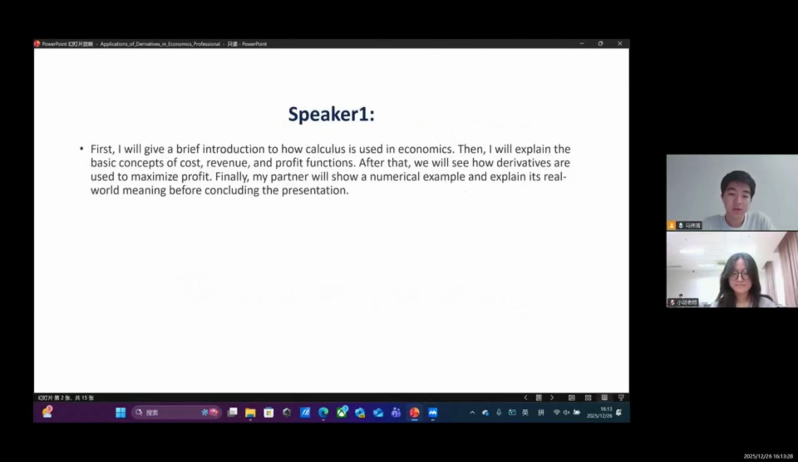First, I will give a brief introduction to how calculus is used in economics. Then, I will explain basic concepts of cost, revenue, and profit functions. After that, we will see how derivatives are used to maximize profit. Finally, my partner will show a numerical example and explain its real-world meaning before concluding the presentation.